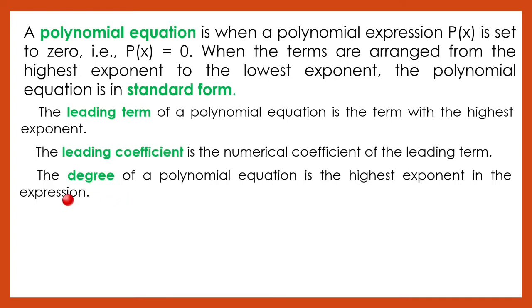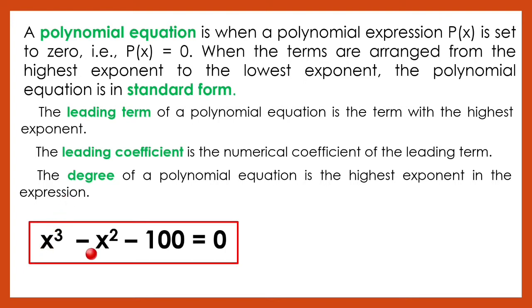Let's have an example of a polynomial equation. We have x cubed minus x squared minus 100 equals 0. Paano natin nasabi na ito ay polynomial equation? Meron tayong polynomial expression na x cubed minus x squared minus 100. And then, nag-equal siya sa 0. So, this is an example of polynomial equation.